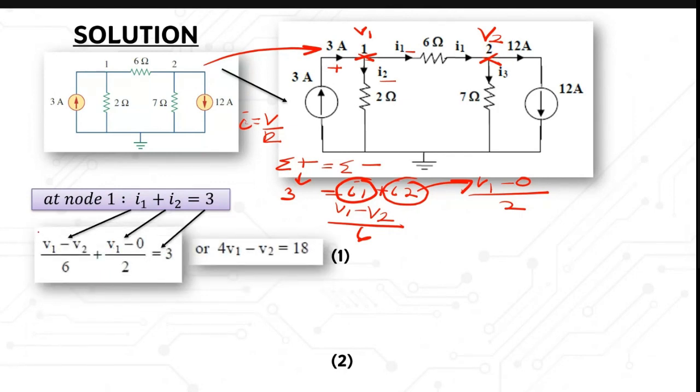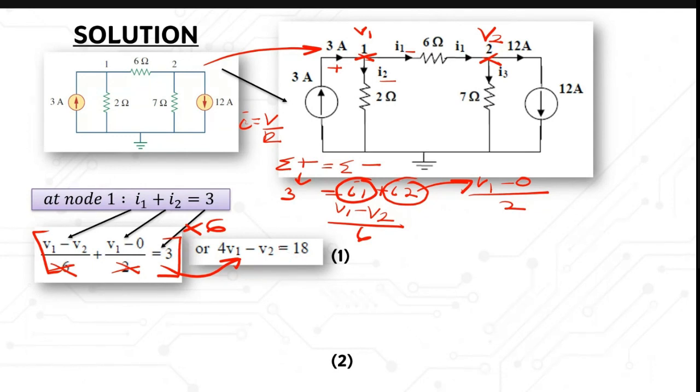Again, like I showed you before, you need to simplify. For this one, you can just multiply by 6, and then you can kill this denominator and convert the equation into this. Simplify the equation where you have this: 4V1 minus V2 equal to 18.